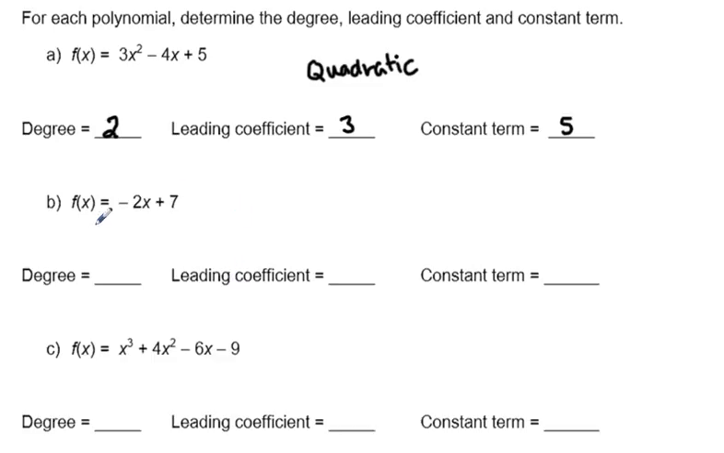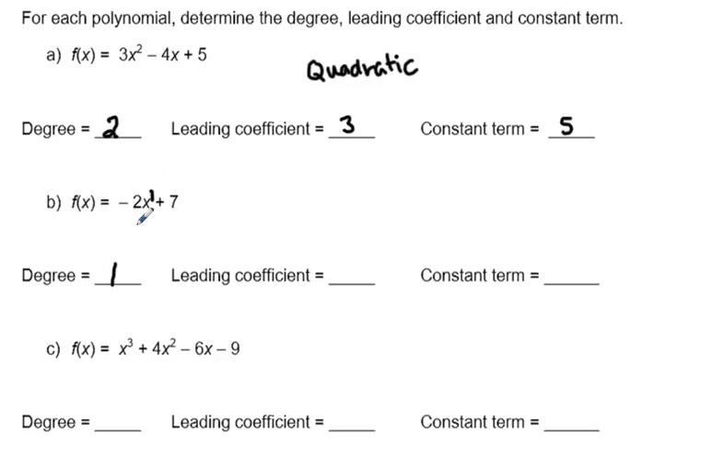For the second function here, I have f of x equals negative 2x plus 1. So again, I want to look for the highest power of x to determine the degree. I've got a negative 2x. Now remember, even though it's not written in here, we have an exponent of 1 on that x. So the degree of this would be 1.